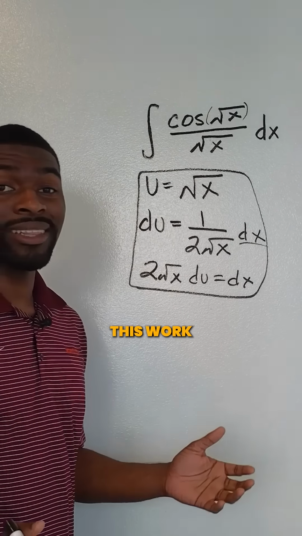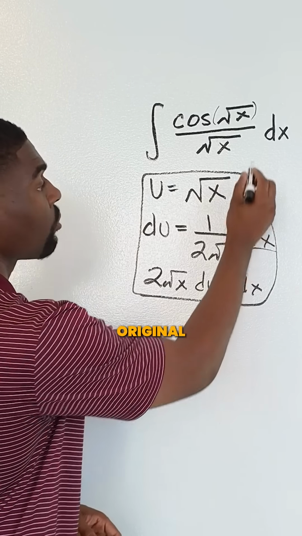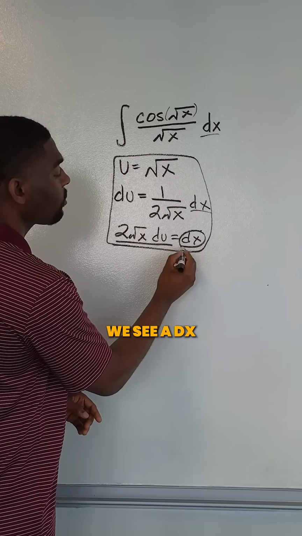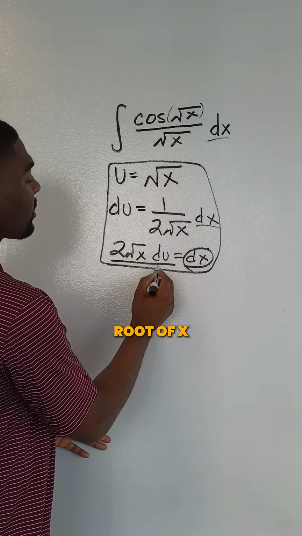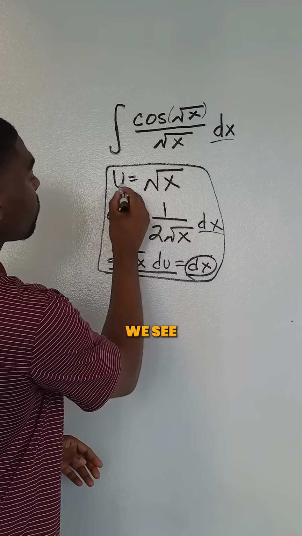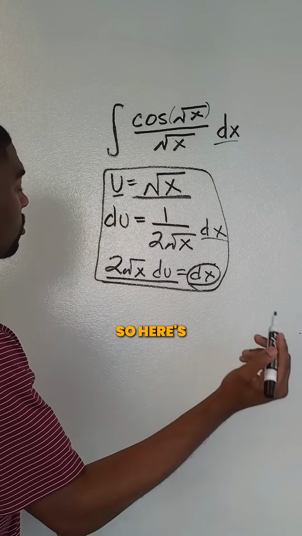Now, once you take this work here, we're going to then plug it back in for what we see in the original problem up top. So whenever we see a dx, we're going to substitute in 2 times the square root of x times du, and whenever we see a square root of x, we're going to substitute in our u. So here's what we get.